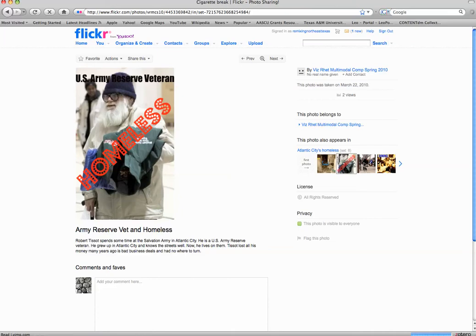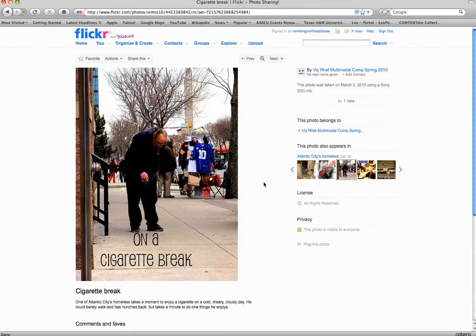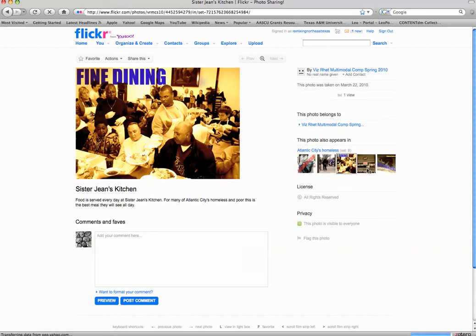So there's one gentleman who lives under the boardwalk on a cigarette break. One of Atlantic City's homeless takes a moment to enjoy a cigarette on a cold, dreary day. He could barely walk and has a hunched back, but takes a minute to do one of the things he enjoys. Sister Jean's Kitchen says fine dining here. Food is served every day at Sister Jean's Kitchen. For many of Atlantic City's homeless and poor, this is the best meal they will see all day.